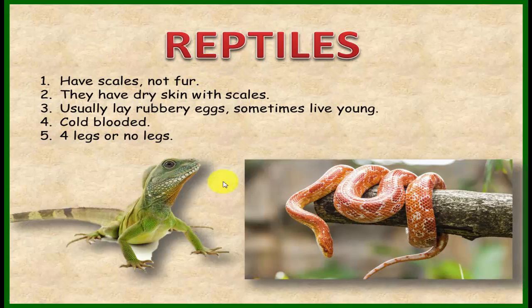Reptiles. We have a reptile on the left and one on the right. Number 1, they have scales, not fur. Number 2, they have dry skin with scales. And number 3, usually lay rubbery eggs, sometimes live young. Number 4, they're cold-blooded. And number 5, they have 4 legs or no legs, as you can see with this snake.